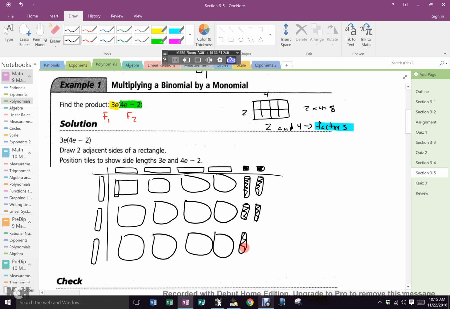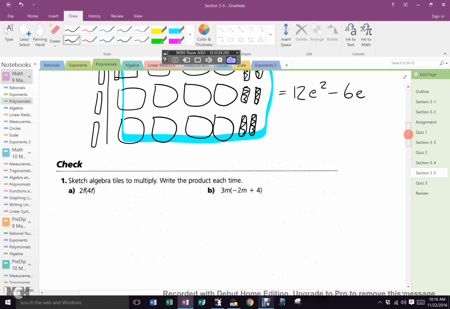2. 6 now. So where does the answer live? In the middle. So what is that? That is 4 plus negative 2. 1, 2, 3. 4, 8, 12. 12 what? E squareds, minus 2, 4, 6. 6 e's. Everybody got it? Great. Do it twice on your own.